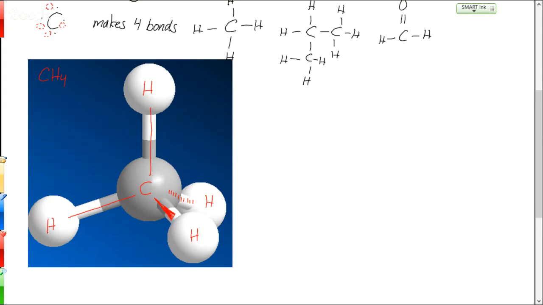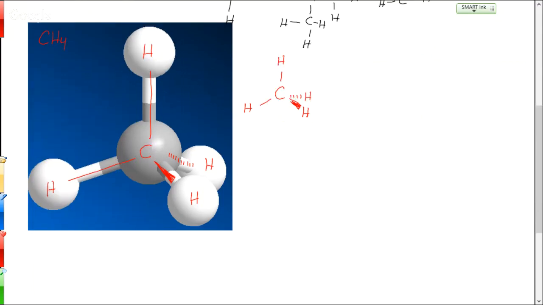So when we draw this, if we really wanted to express that shape, one way we could do that is like this. And this particular shape is called tetrahedral.